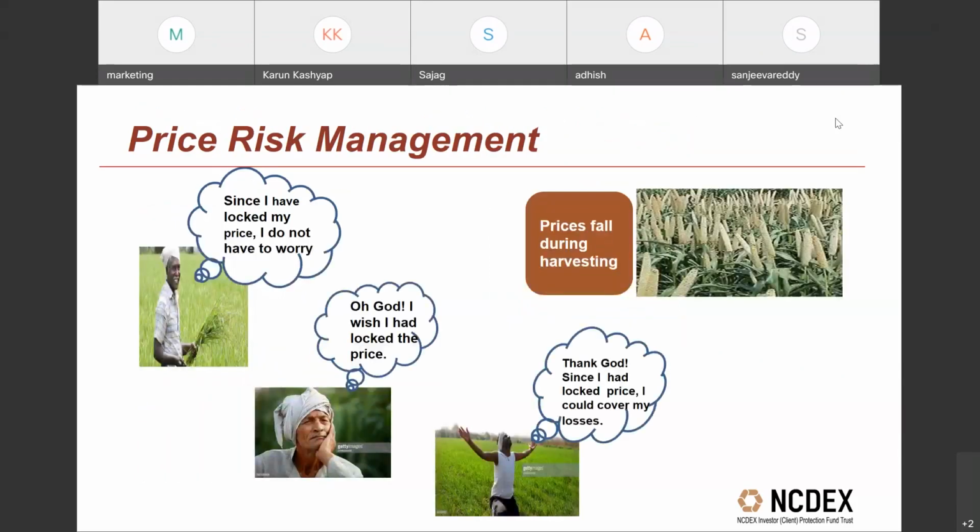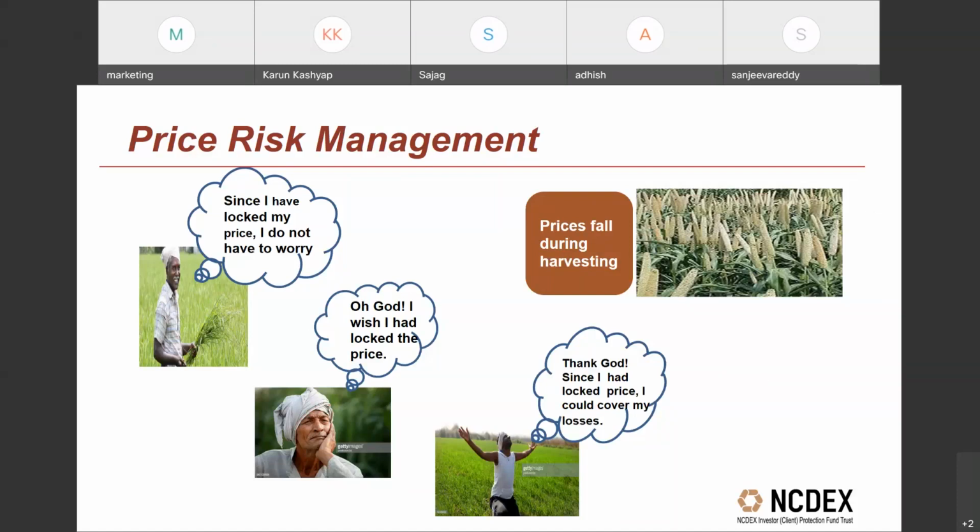So now, how does price risk management happen on the exchange platform? Suppose a farmer is sowing his crop, and he does not know what will be the price of his product 3 months down the line. So in the commodity derivative market, he can get the price signal and he can plan his sowing in that way.